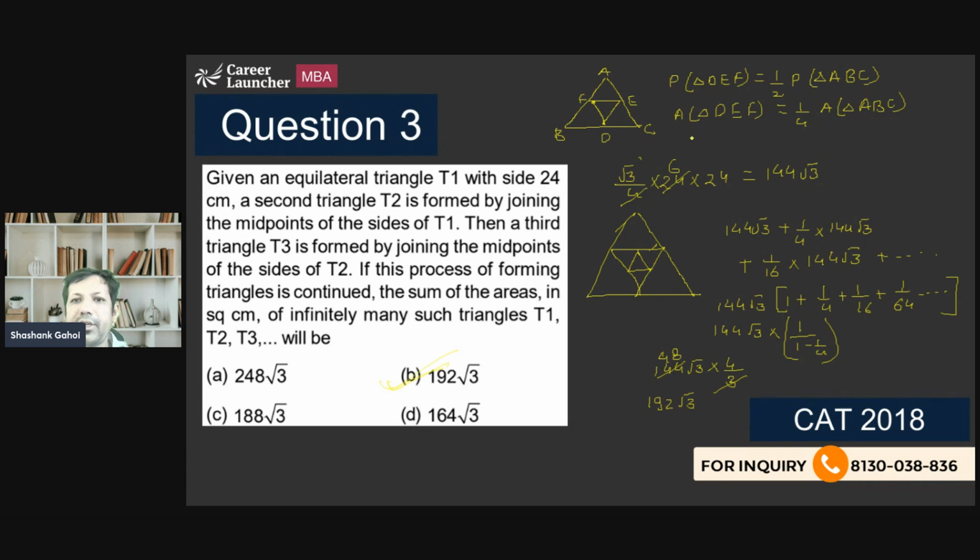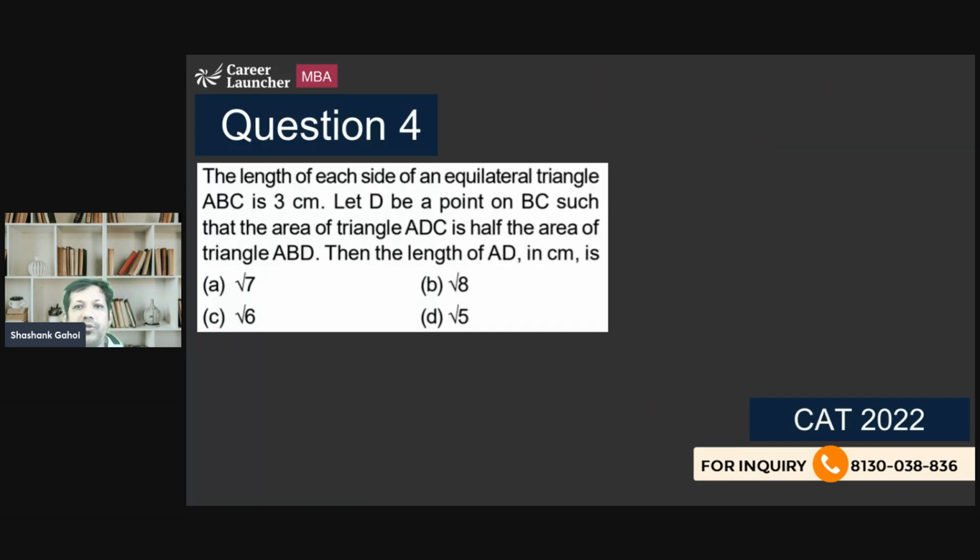Now in this specific question, we learned a new concept. If you join the midpoints of a triangle, you are going to get a new triangle. It is going to have a perimeter half of the initial triangle, and its area is always going to be 1/4 of the initial triangle. Okay, now let's move on to the next question.